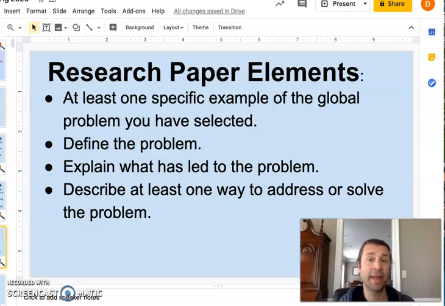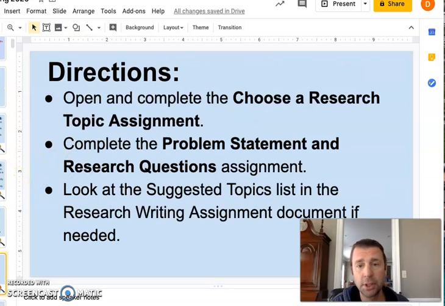So, think of it as a story. You actually may want to start the piece with a story, but at the very least, you have one specific example of the problem, and then you define the problem, explain what's led to the problem, what factors are in play that has created the problem, and then at least one way to solve or at least address the problem. And then you probably come back to your specific example there. So this is a structure that really will work, and it looks simple, and it is simple. The key is just building enough background knowledge that you feel like you can write something like this.